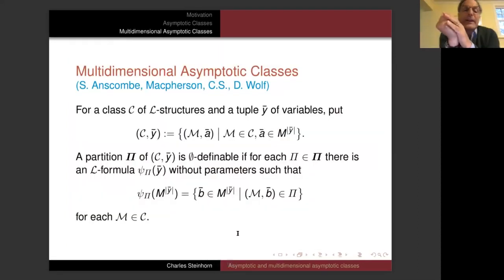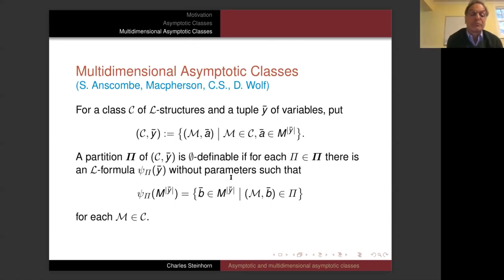Now we get to multidimensional asymptotic classes, and this is work of Sylvia Anscombe, Dugald, myself, and Dugald's former student Daniel Wolf. Sylvie was a postdoc at Leeds when we started on this work, and the paper is most of the way completed. One should never make two of the authors heads of departments while you're trying to complete a paper, but I think we're getting closer to getting this done.